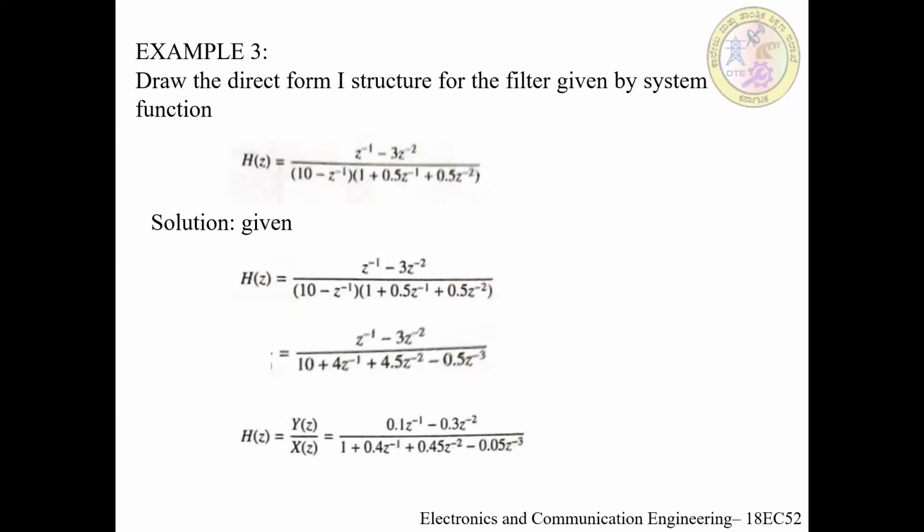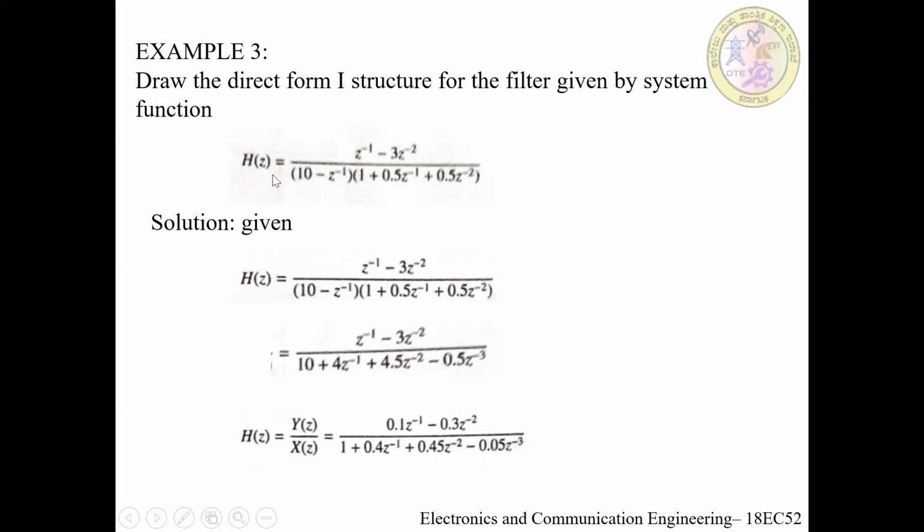So let's take the third one. Here they have asked us to draw the direct form 1 structure for the filter which is given by the system function H of z is equal to (z to the power of minus 1 minus 3 into z to the power of minus 2) whole thing divided by 10 minus z inverse into (1 plus 0.5 z to the power of minus 1 plus 0.5 z to the power of minus 2). So we have to realize this IIR filter transfer function using direct form 1 realization.